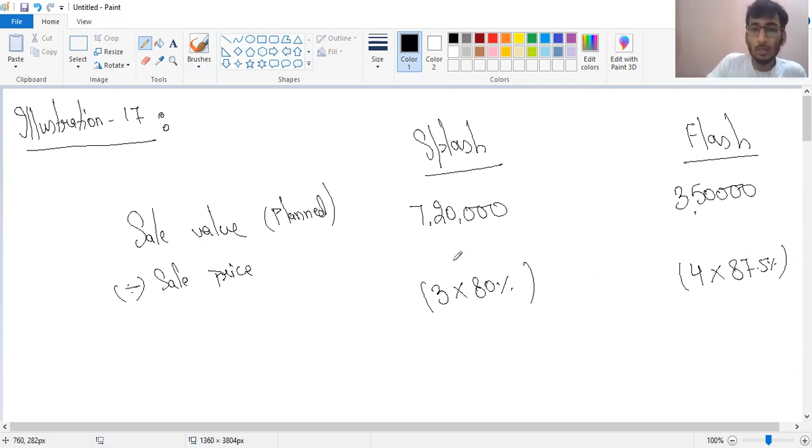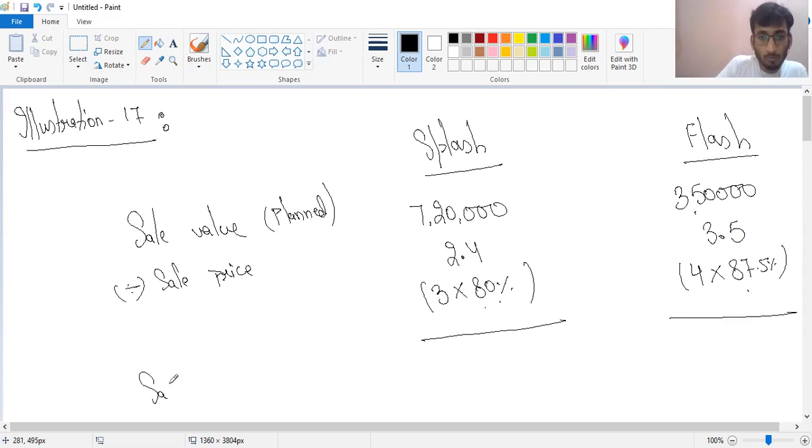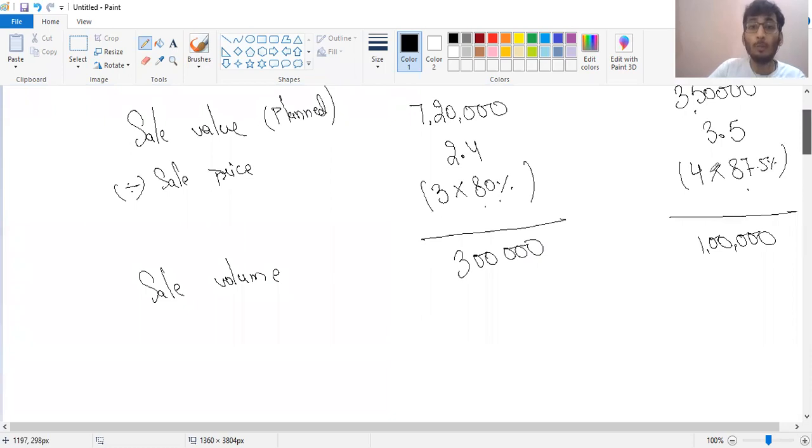Okay. So 80% of 3, it would be 2.4. I hope you know what it is. We have reduced it by 20%, so 80% is remaining. We have reduced 12.5%, so 87.5% is remaining. It is 2.4 and 3.5. So let's see the sale volume. It is 1 lakh. Correct. And 720 divided by 2.4, it is 3 lakh. This is the total sale volume which we are planning.